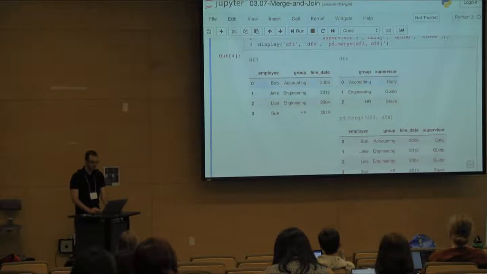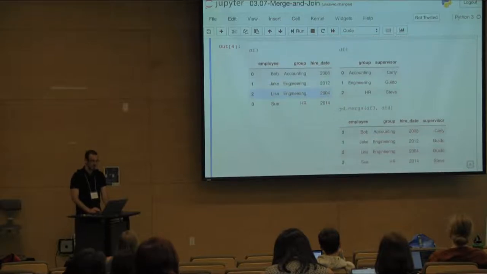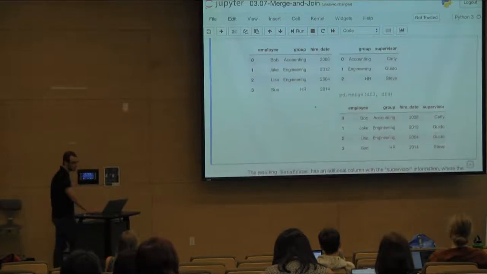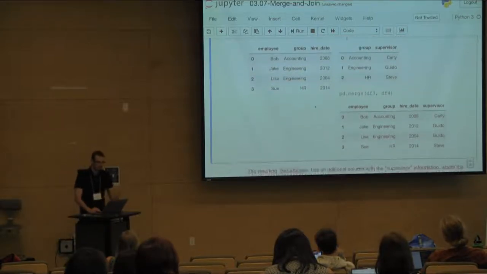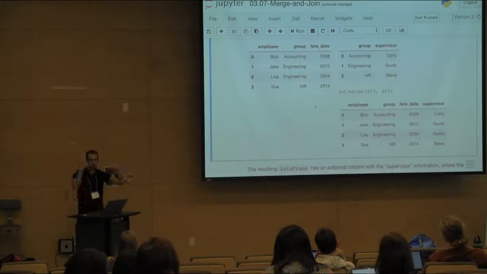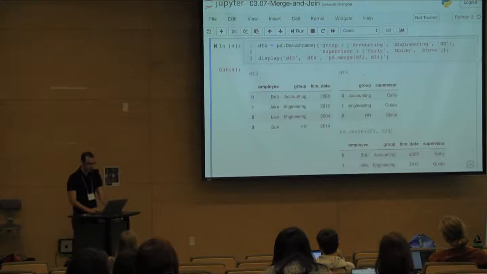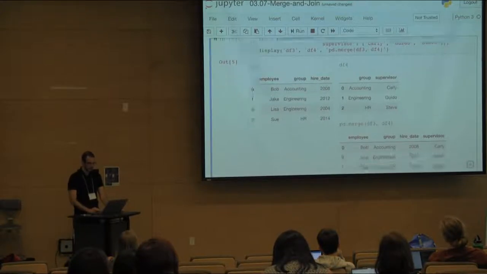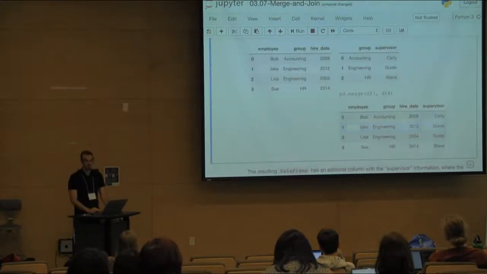But notice that there's one row for engineering, because this is telling us who the supervisor is for each group. But there's two employees in engineering, Jake and Lisa. And so now we're going to want to join or merge these in a way that respects the fact that we probably want to keep both of the employees and just duplicate the information at the group level. And if you just call merge without any arguments here, you get this thing. And that's exactly what we want in this case.